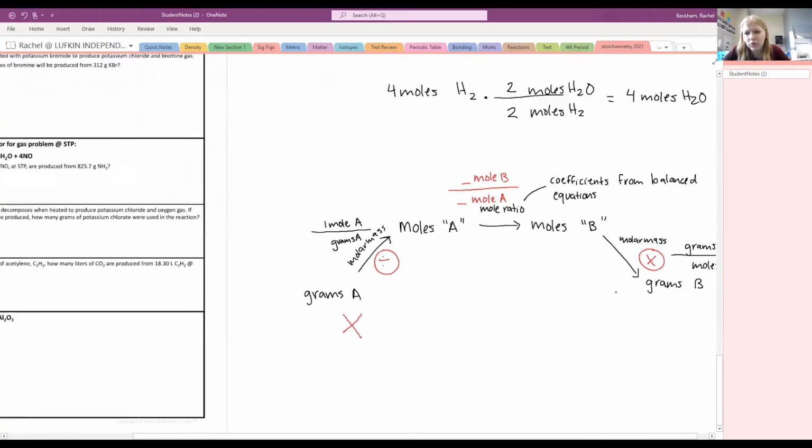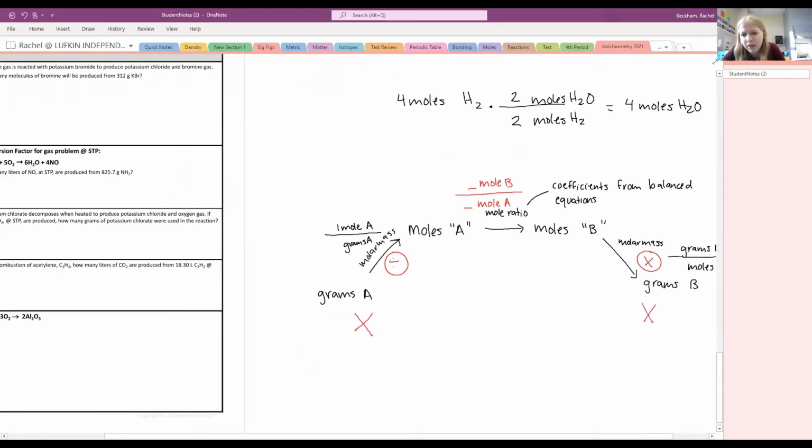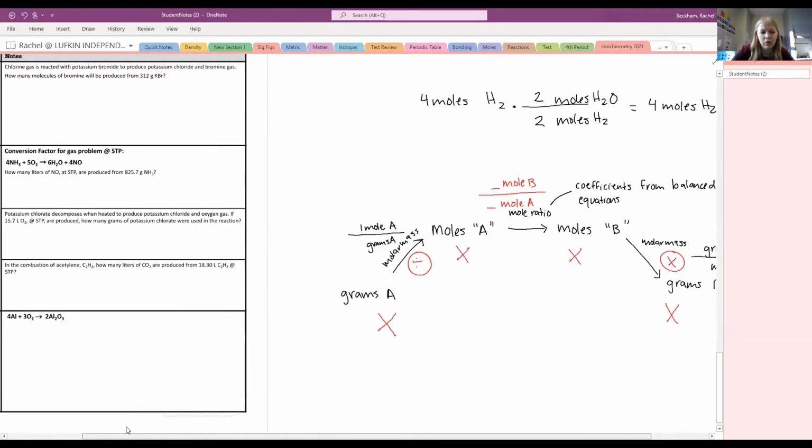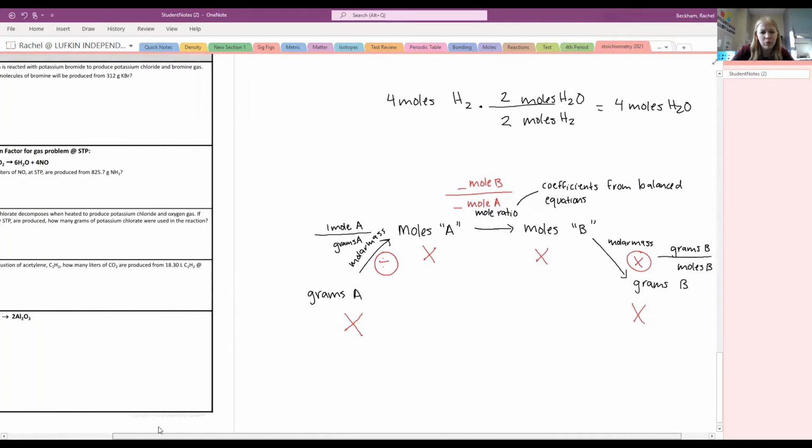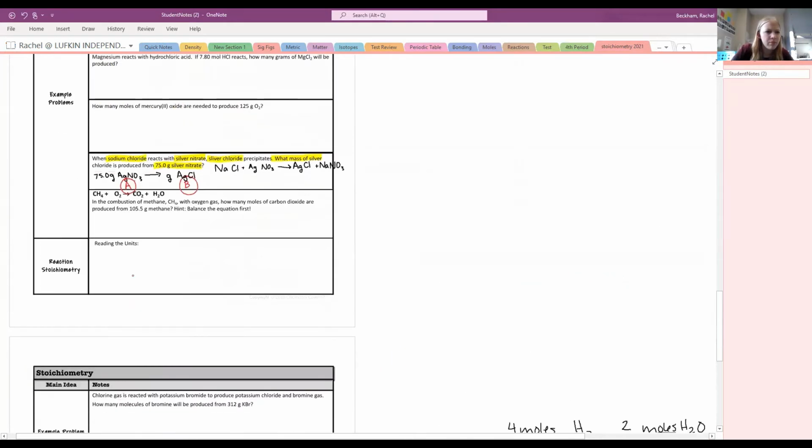All the way over to grams of B, right here. Okay? So we need to get from grams of A to moles of A. That's our first step. Then we'll use the mole ratio to get from moles of A to moles of B. And then we'll use molar mass to get from moles of B to grams of B. So your mole map should be your route for this, okay?